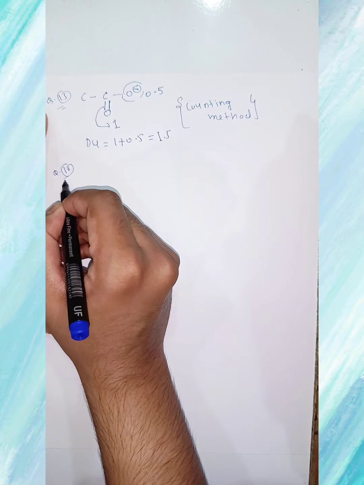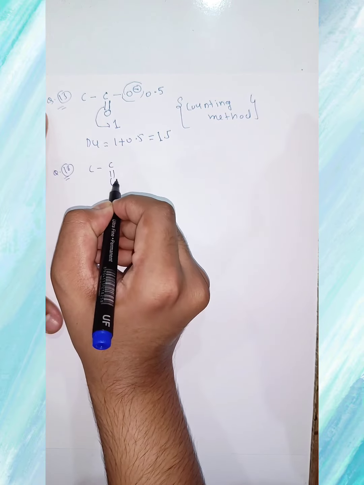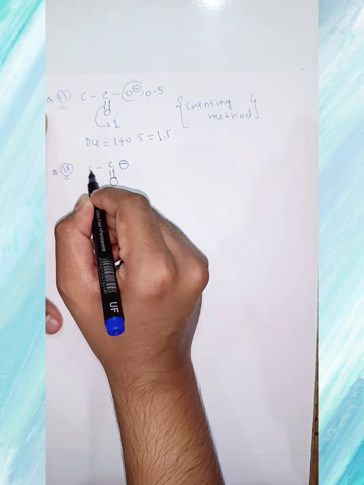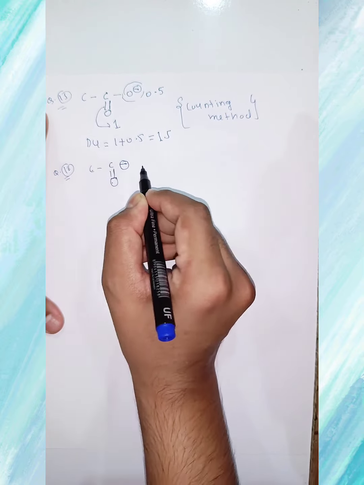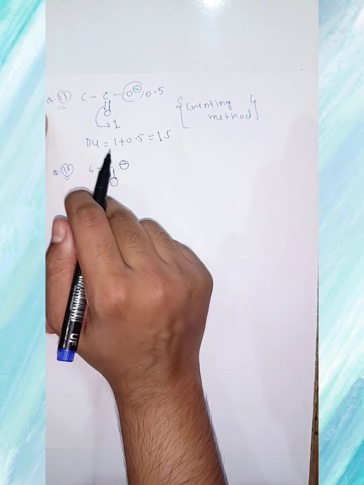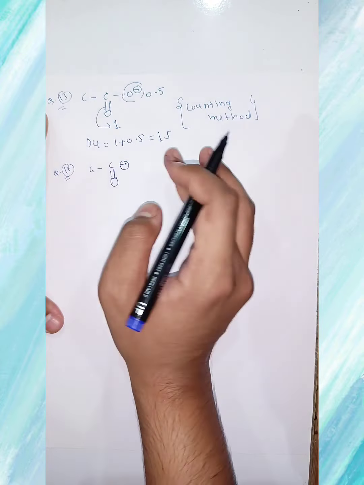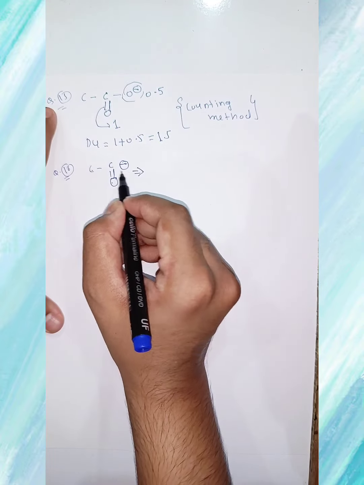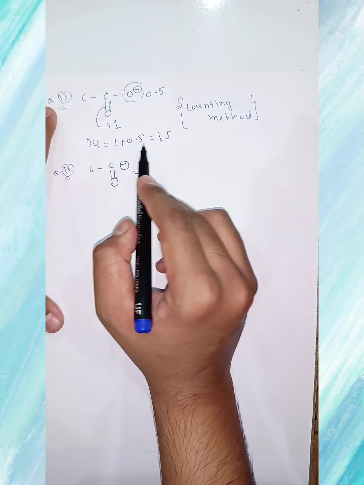Now let us take the 16th problem. It is C double bond O, with a negative charge on this carbon. So this structure might look like it doesn't exist, but I am just taking this as an example. So it's DU by the same method.